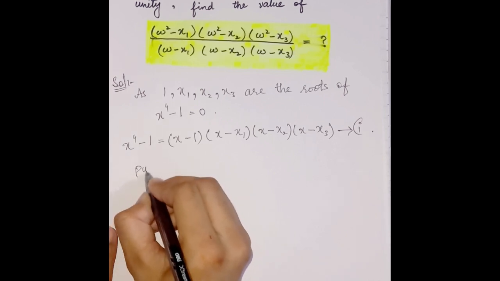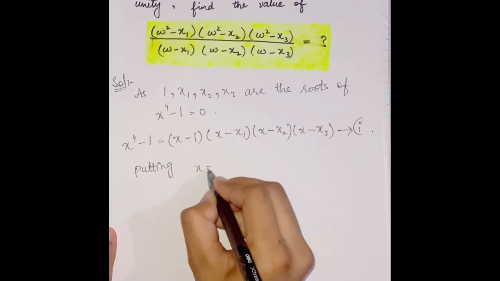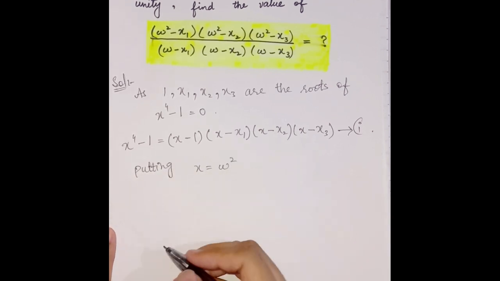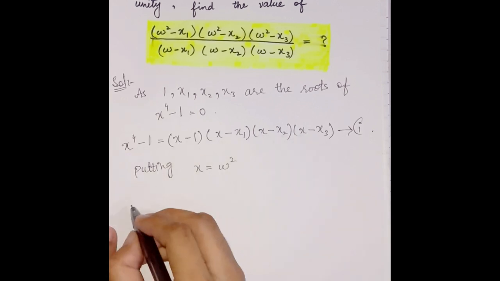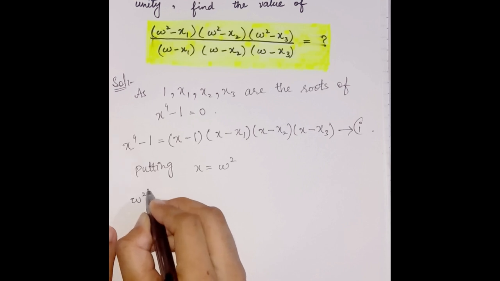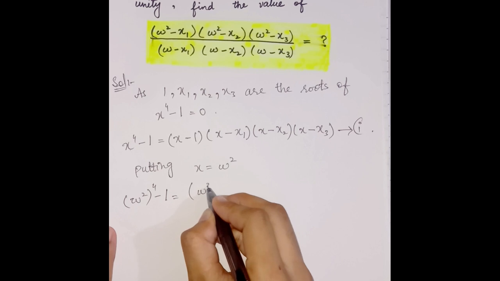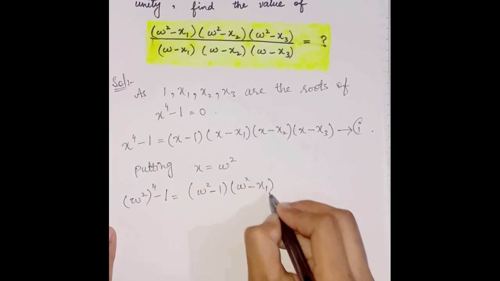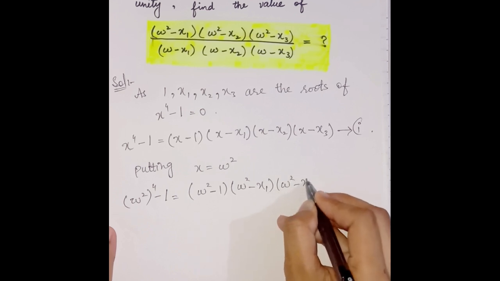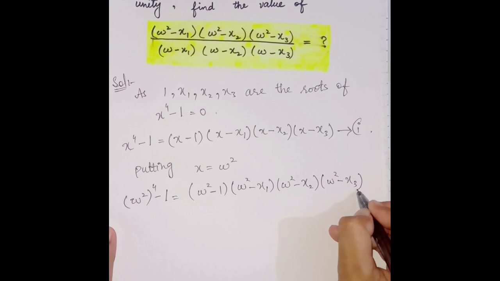Now I'm putting x equals omega square. Where in this equation there is x, I'm replacing it with omega square: (omega square) to the power 4 minus 1 equals (omega square minus 1)(omega square minus x1)(omega square minus x2)(omega square minus x3). That is equation 2.